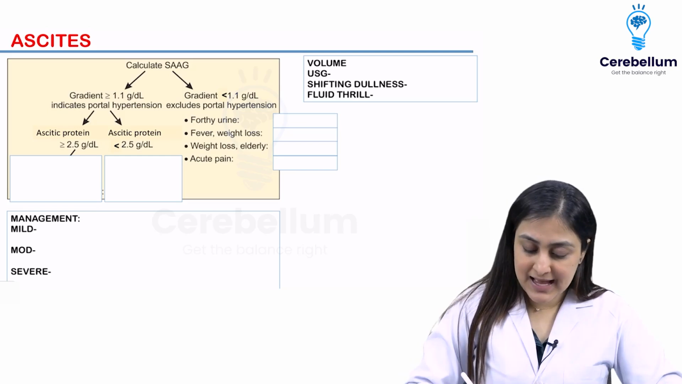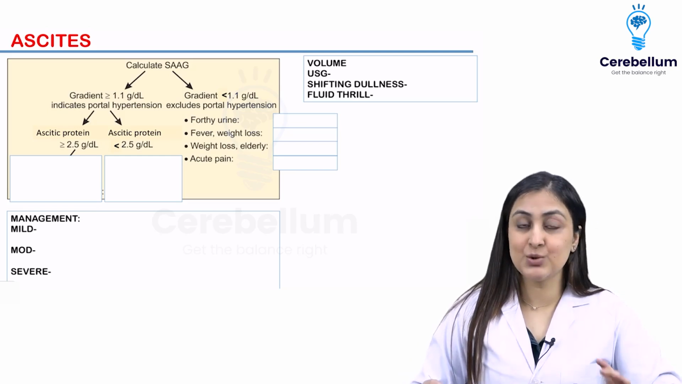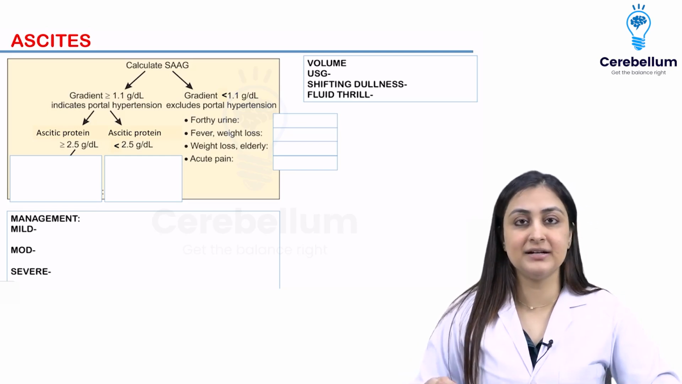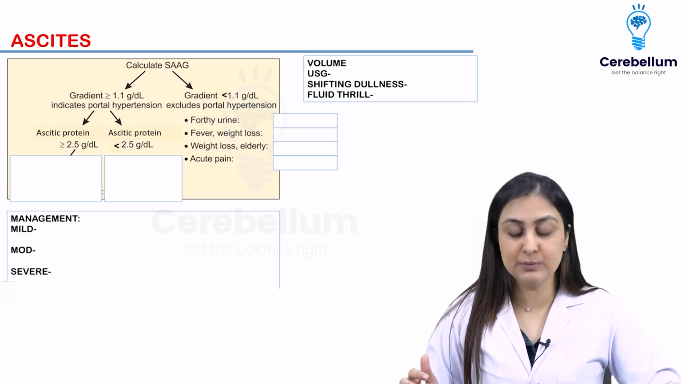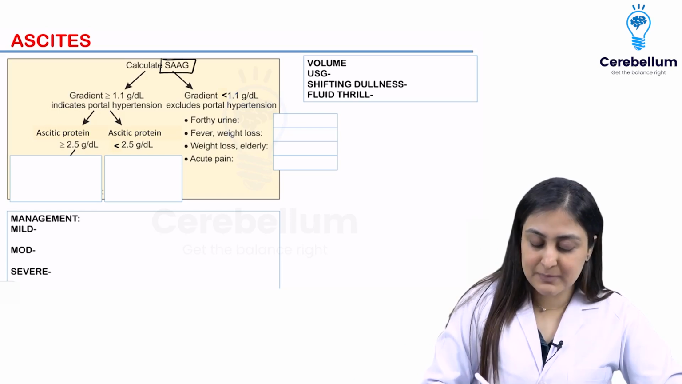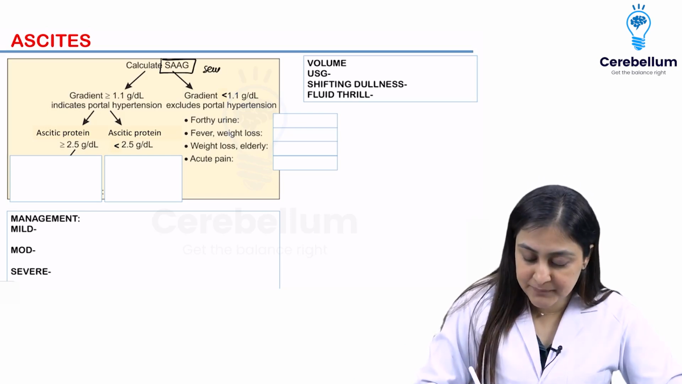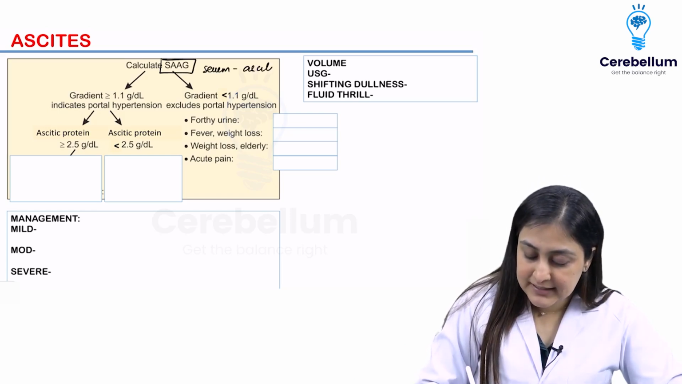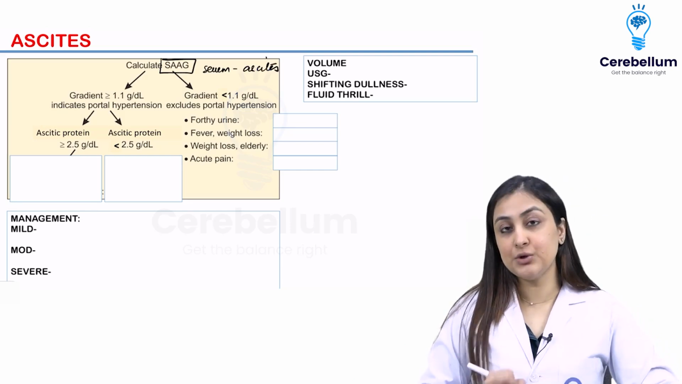Alright, so what SAG is, is how we approach ascites. So any ascites, now we don't look at it as transudative, exudative like we do with pleural effusion. We calculate this measure, that is SAG, which is the serum minus ascites albumin gradient. Okay, so we look at the SAG.